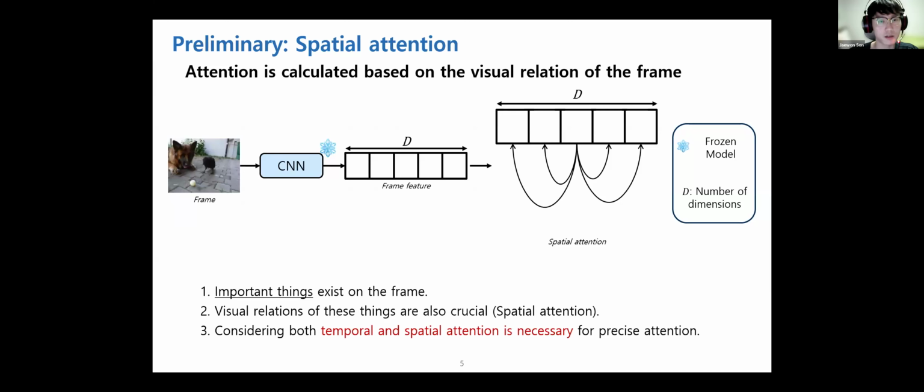The second is spatial attention. It considers visual relations within the frame. There are important and non-important things in the frame, so models need to focus on the important ones to understand videos better. As you can see, models understand the relationship between visual attributes of features by comparing them. By calculating attention based on these relationships, we can emphasize important visual attributes. For precise attention, considering both temporal and spatial attention is necessary.